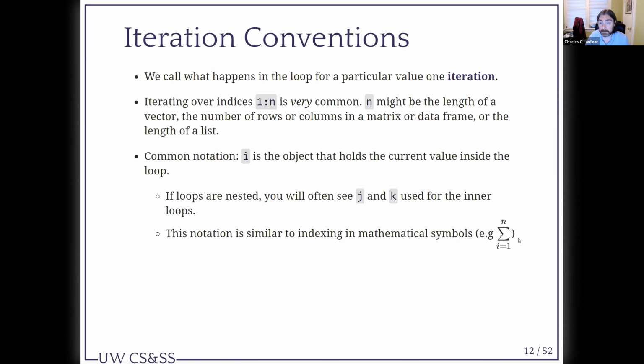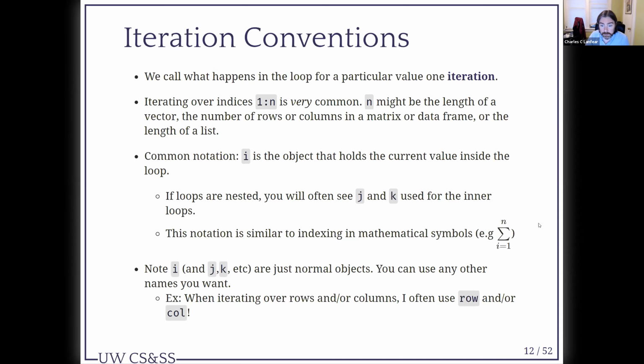This notation, you might notice, is quite similar to the notation for indexing in mathematical operations. So if you see a summation operator like this in a stats class or something, this says, I want to sum over some values. The values are i, beginning at the first value of i until we get to the nth value of i. So this is actually a sort of loop saying, I want you to sum for i in 1 to n.